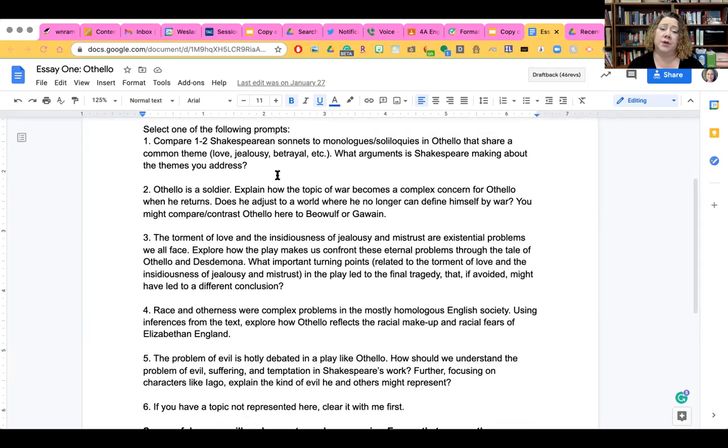The first one says: compare 1 to 2 Shakespearean sonnets to monologues or soliloquies in Othello that share a common theme, like love, jealousy, betrayal. What arguments is Shakespeare making about the themes you address? So this is where you will go into the play and look for places where Iago is speaking to the audience about his plans, or when Othello is doing a monologue about how he came to love Desdemona in Act 1.